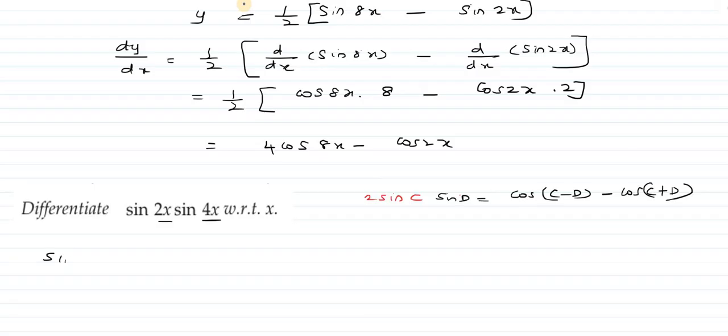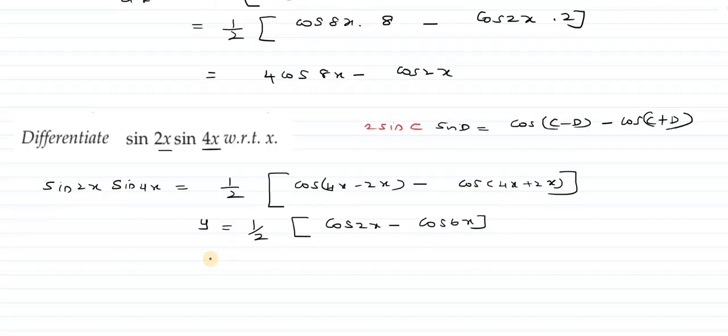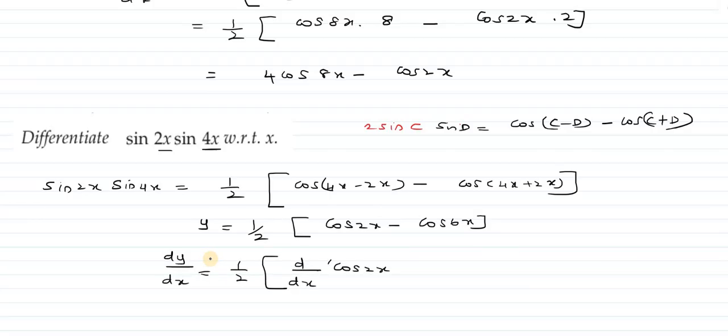So sine 2x sine 4x must be equal to 1 by 2 [cos(4x minus 2x) minus cos(4x plus 2x)]. That will give me cos 2x minus cos 6x. Now differentiation is simple. dy by dx is 1 by 2 d by dx of cos 2x minus d by dx of cos 6x.